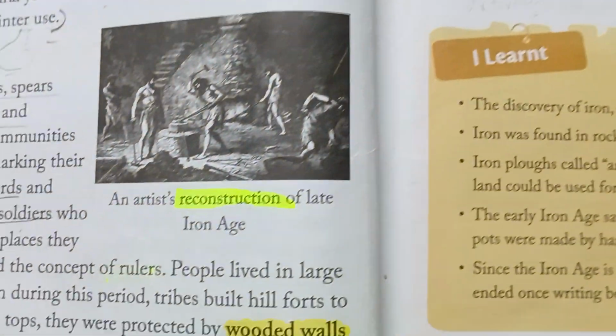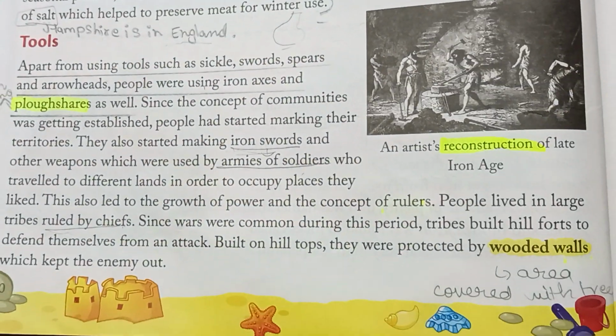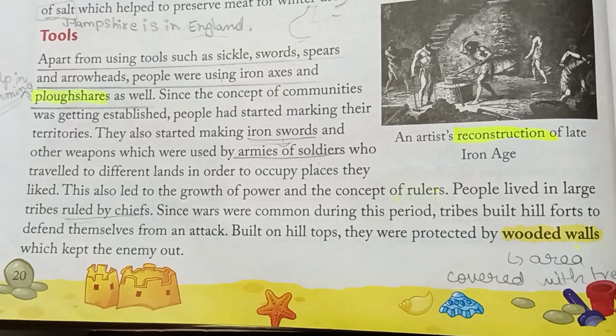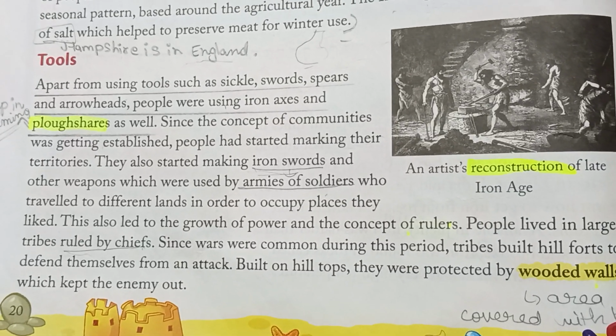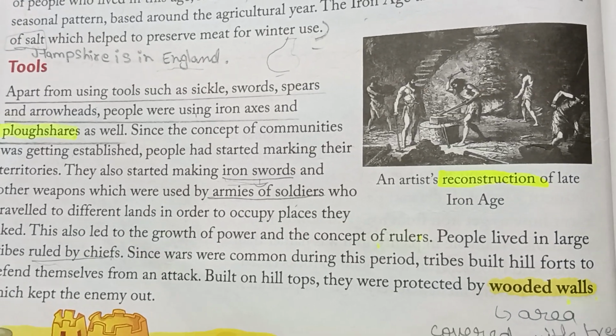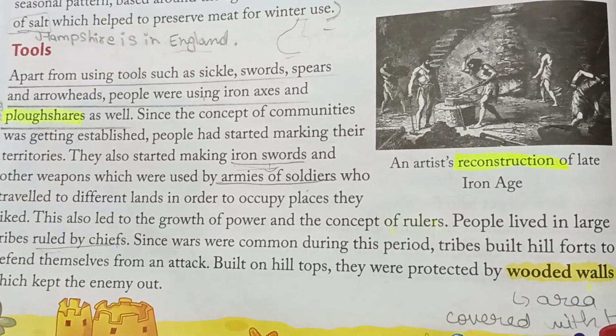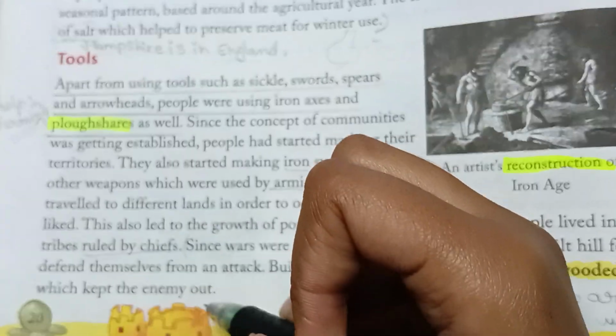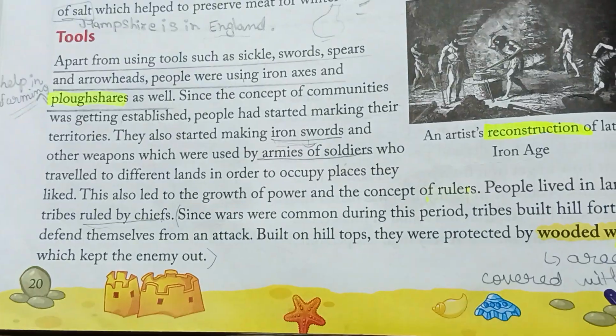Now I told you that I will tell you what the question can be made here. So here the question can be made: how did the people defend themselves? As wars were common during this time, how did people defend themselves? So the answer will be from here to here.